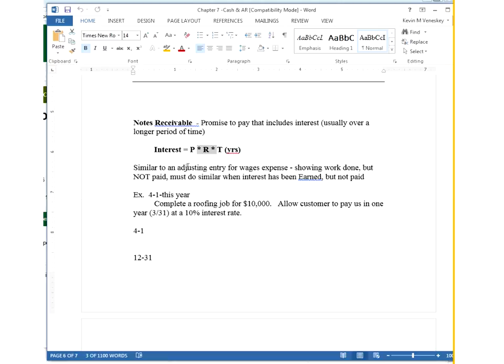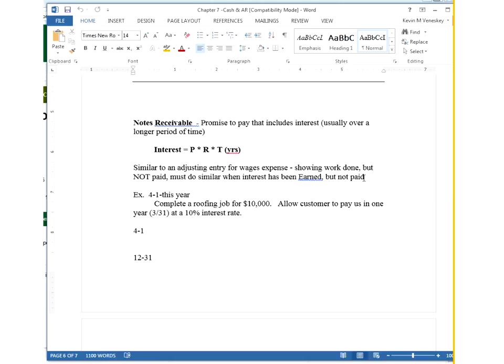Now, if we do allow somebody to have a loan from our company instead of paying us up front, we maybe do a service for them and then allow them to pay over a long period of time. A great example would be like a roofing company, and we'll do that example. That would be a customer that probably can't pay in just a month or two. It's kind of hard to come up with $10,000 on the spur of the moment. Therefore, we need to maybe create a payment plan that has interest, and that's what we're going to be doing here.